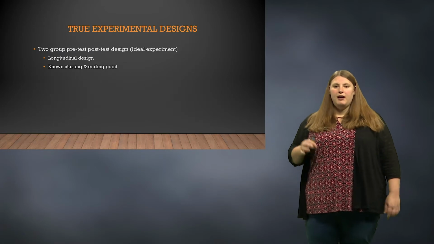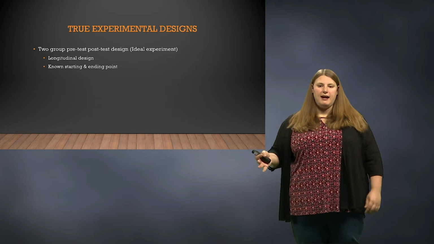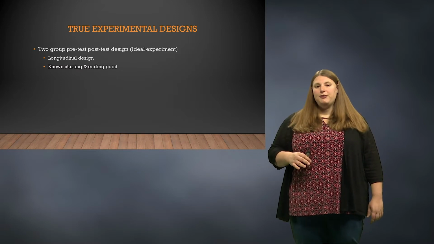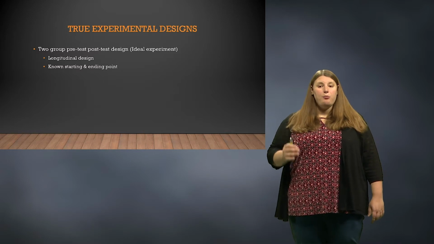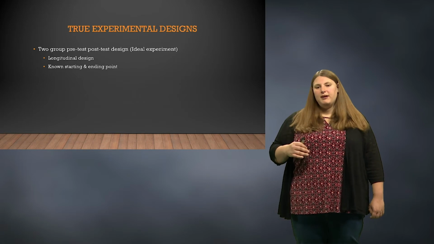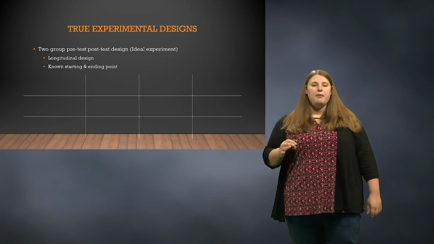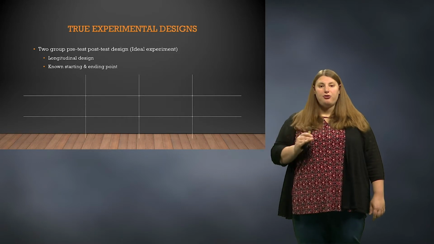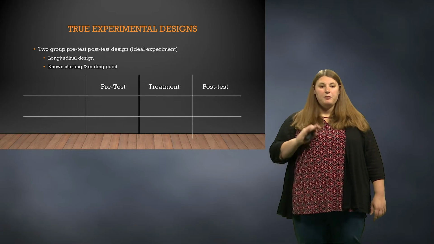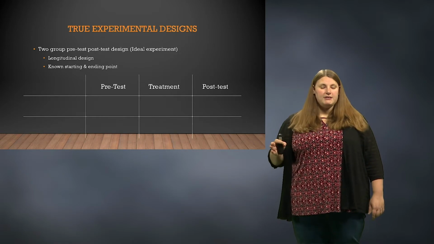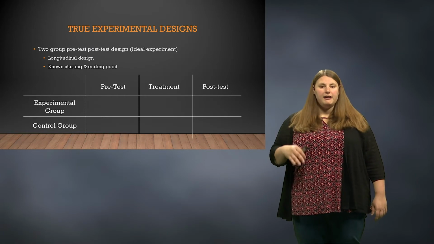The first type of true experimental design that we're going to discuss is the two-group pretest, post-test design, or what is commonly referred to as the ideal experiment. This is a longitudinal design that allows for multiple comparisons. So let's look at what this design looks like. To start an experimental design map, I want you to draw out a 3x4 grid. Along the top, you're going to include these labels: pre-test, treatment, and post-test. Along the side, you're going to include the labels experimental group and control group.